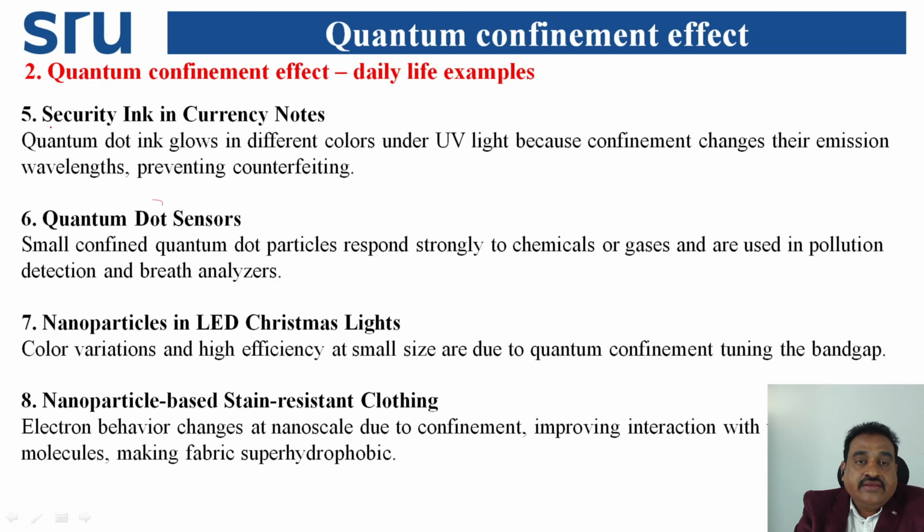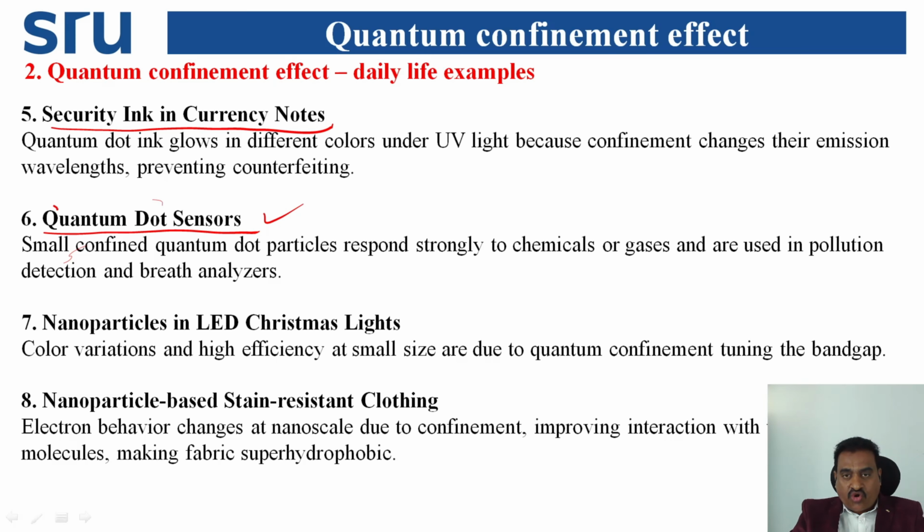So security ink in currency notes. Quantum dot ink glows in different colors under UV light because quantum confinement changes their emission wavelengths, preventing counterfeiting. You see, quantum dot sensors. Smaller confined quantum dot particles respond strongly to chemicals or gases and are used in pollution detection and breath analyzers.